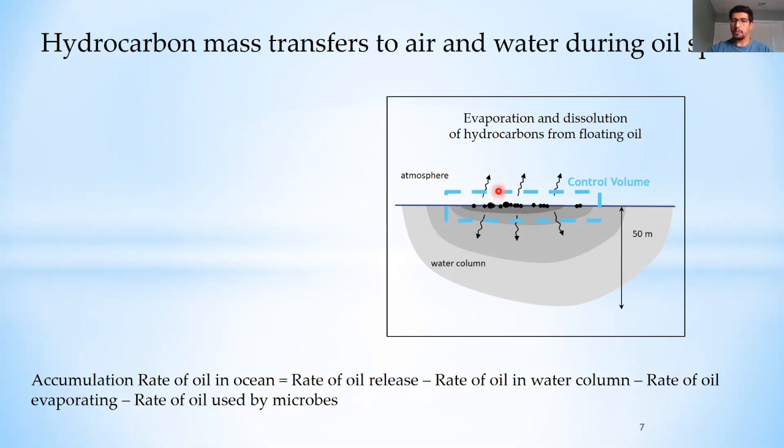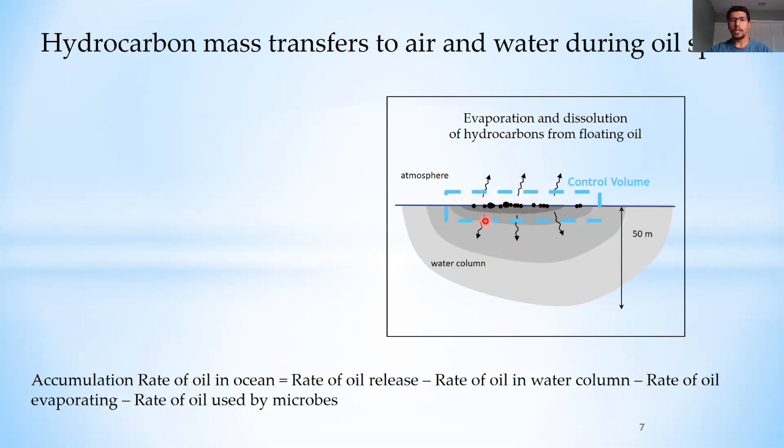Some of it is going to go to the atmosphere. Some of the light chemicals, light hydrocarbons, want to go to the atmosphere because they are really light, and some of the heavy hydrocarbons want to go to the bottom of the ocean. They want to sink. So there is a distribution of these chemicals.